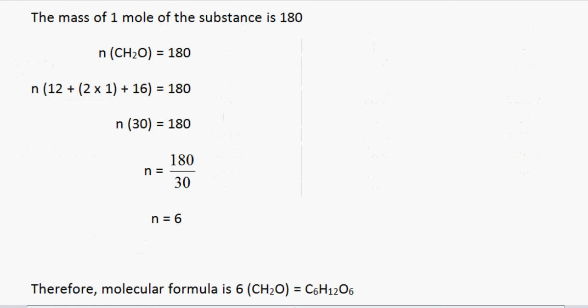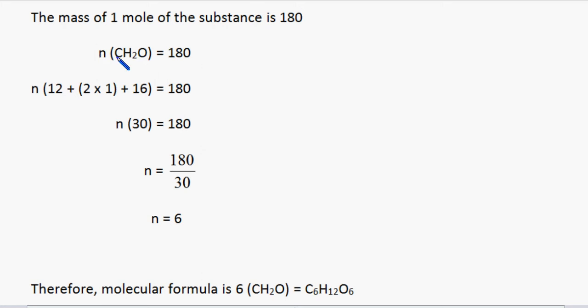The next part of the question asks for the molecular formula. Now, once you have the empirical formula and they give you the mass of 1 mole of the substance, calculating the molecular formula is very simple. You write a statement like this: N multiplied by the empirical formula is equal to 180 grams. Because remember, the empirical formula is just the whole number ratio. It is not the actual molecular formula.